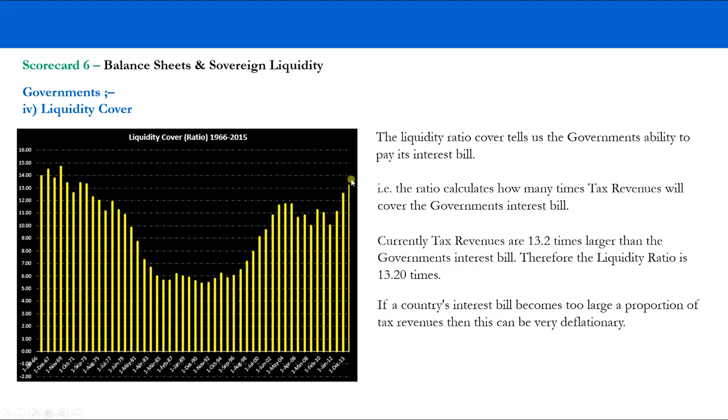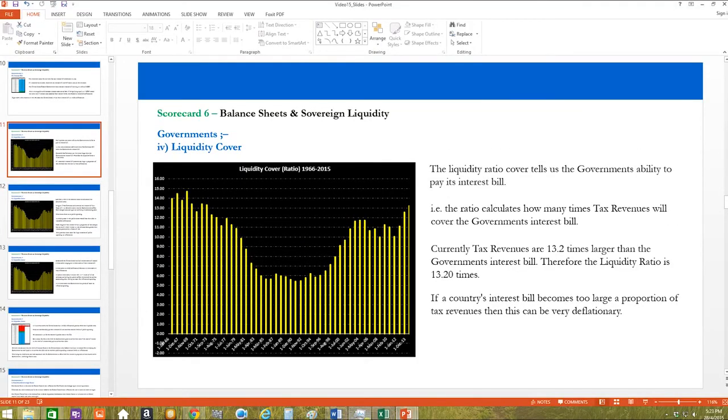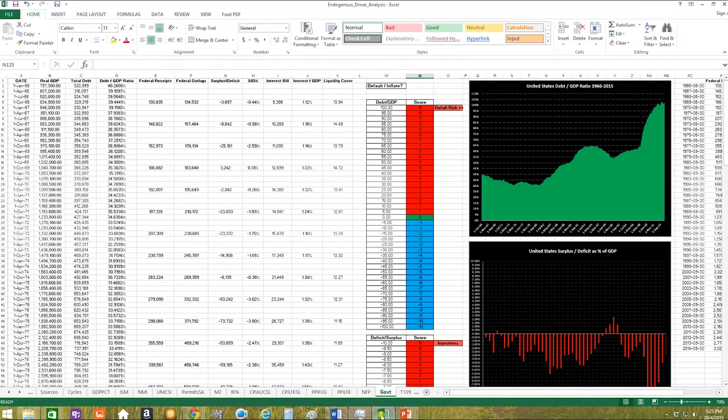And we can actually look at this historically. We'll go into the spreadsheet now to get a better understanding of how these numbers are worked out. But if a country's interest bill becomes too large a proportion of tax revenues, then this can mean current or future deflation and can be quite deflationary. So let's go into the spreadsheet first and understand how these numbers are actually worked out.